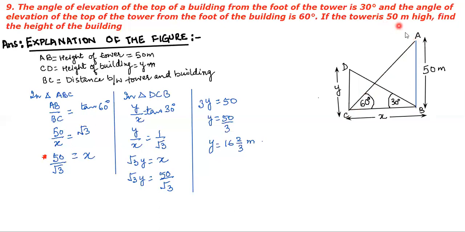Now he is giving you the tower is 50-meter high and he wants us to find out the height of the building. So children, let me again say one thing you need to understand, that in height and distance questions, all the vertical lines are perpendicular. All the vertical lines are perpendicular and all the horizontal lines are parallel to each other. All these vertical lines are parallel to each other, all the horizontal lines are parallel to each other, and these are the diagonal lines.